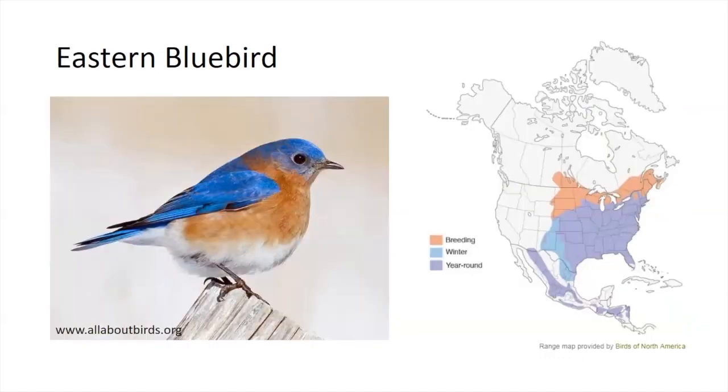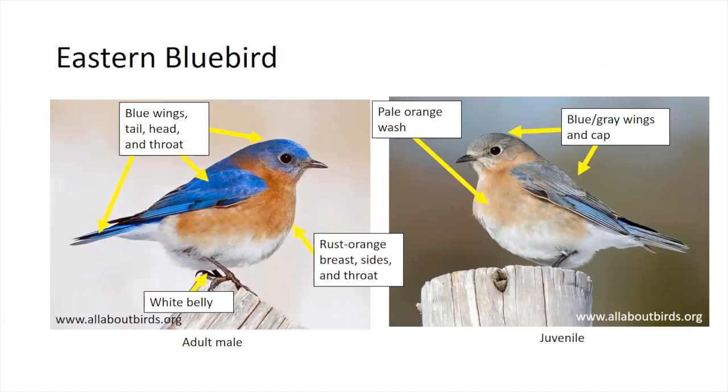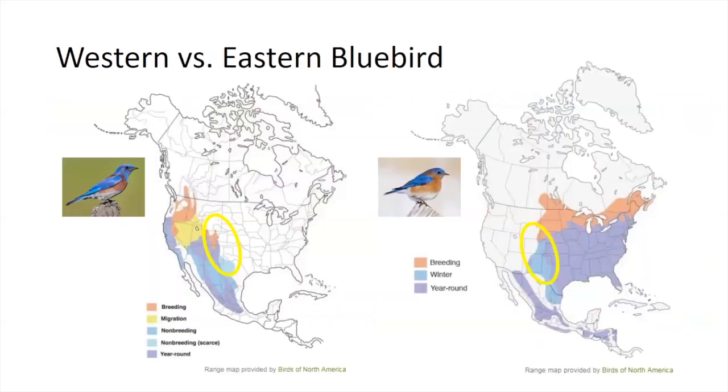Next is eastern bluebird, which of course is distributed throughout the East. The difference between the male and juvenile and female is similar, where the male has the nice blue wings, tail, head, and throat. And then the rust orange extends on the breast, sides, and throat, and has the white belly, whereas the juvenile is just kind of more pale washed.